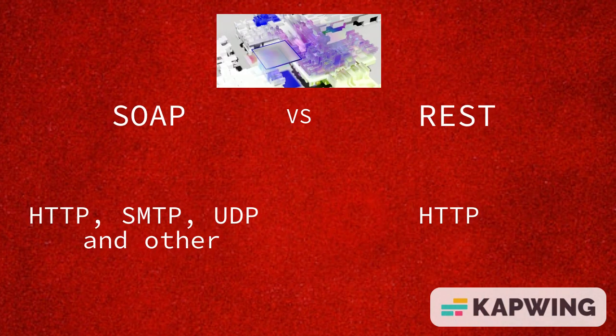Moving to the network protocols, SOAP deals with multiple types like HTTP, SMTP, UDP, etc., while REST relies on HTTP only.